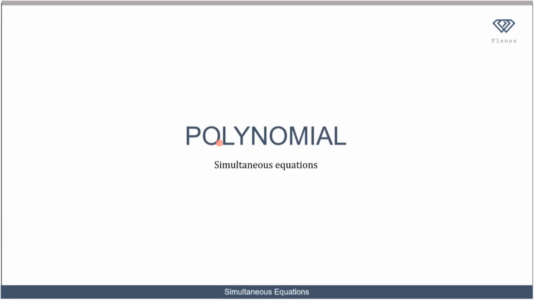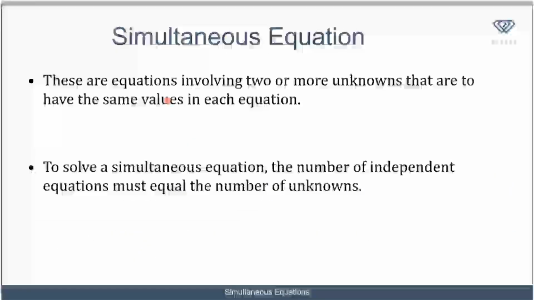Now I'll be talking about simultaneous equations, and this is something that you should have come across before. So what are simultaneous equations? These are equations involving two or more unknowns that are to have the same values in each equation. Well, what do we mean by this?